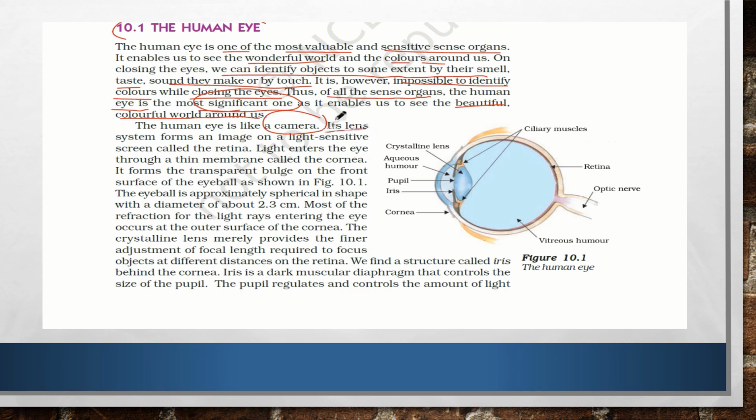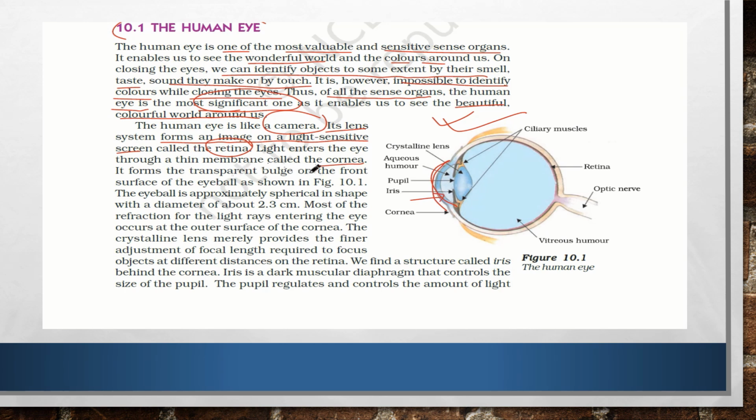Its lens system forms an image on a light sensitive part called the retina. So where is the image formed? The image is formed on the light sensitive screen, which is called the retina. So through which place is light entering the eye? Light enters the eye through a thin membrane, which is called the cornea. So here you see this diagram first. Here you can see this thin membrane is the cornea. Through this only, first, the light enters the eye.